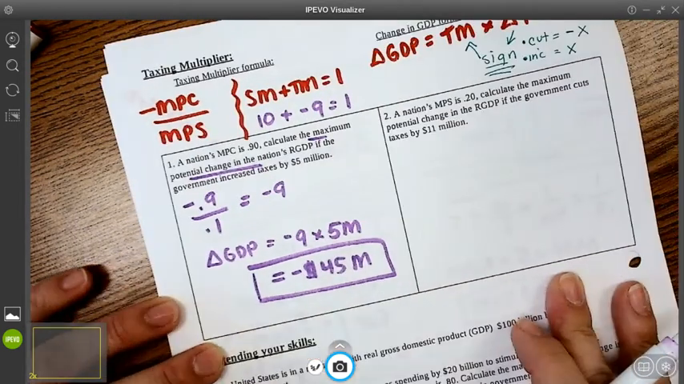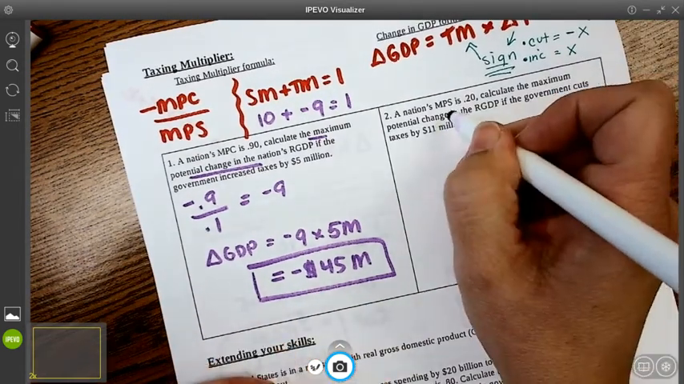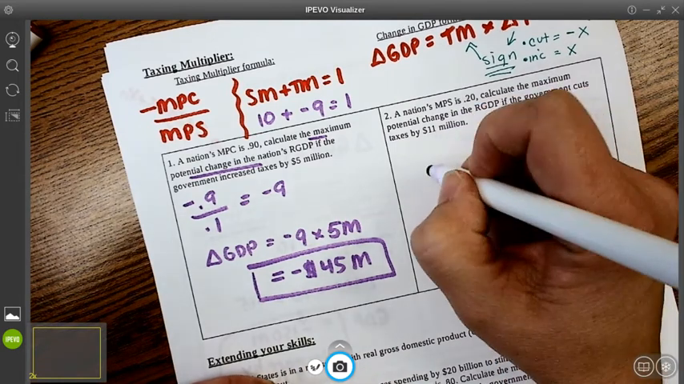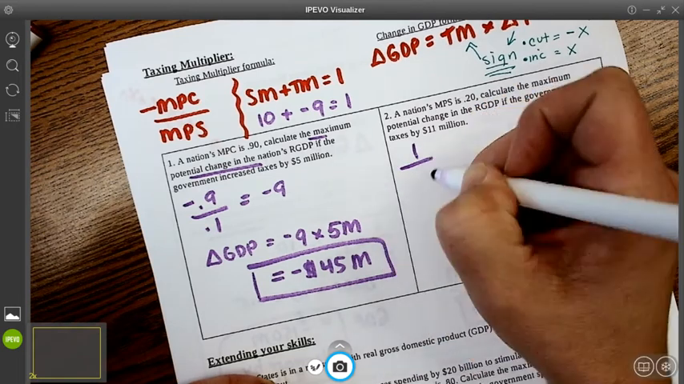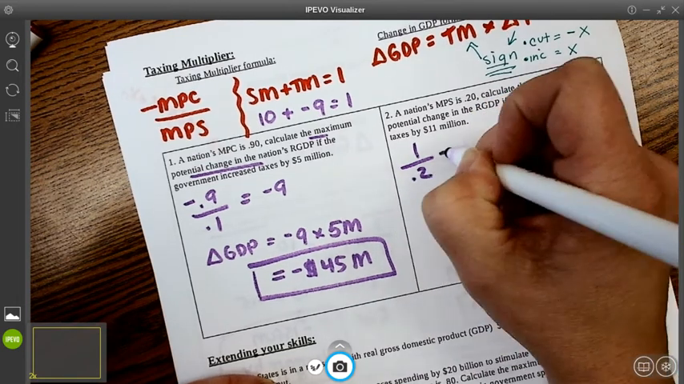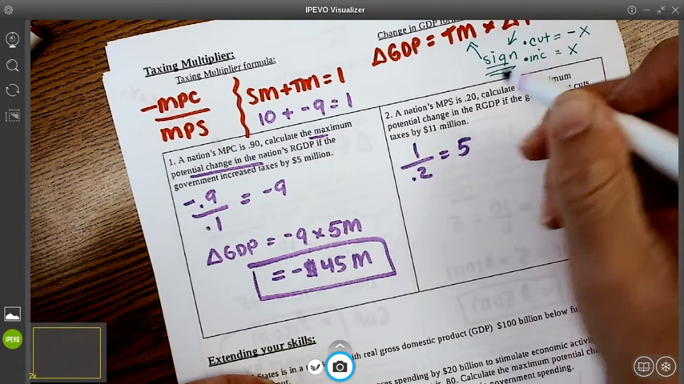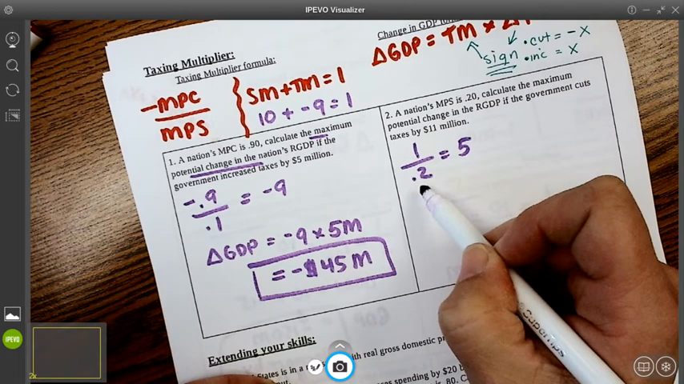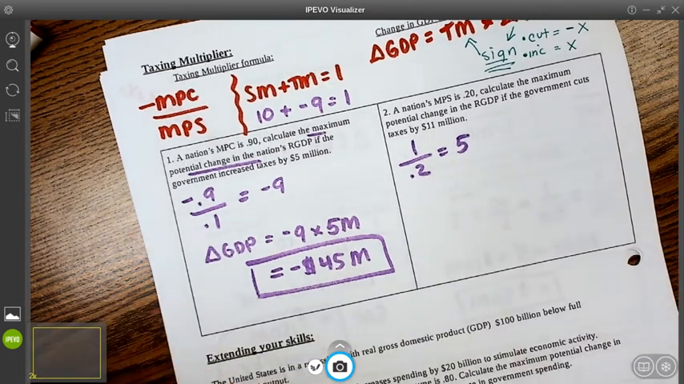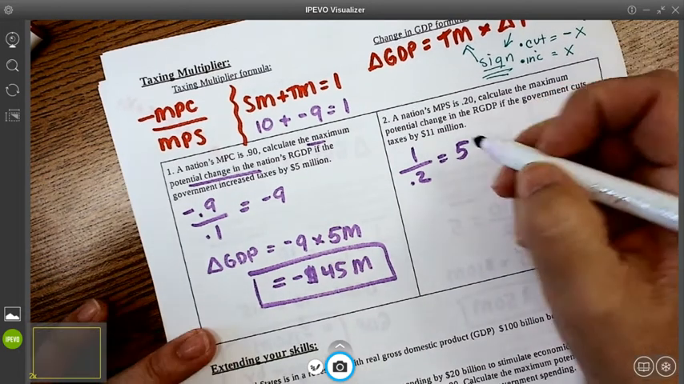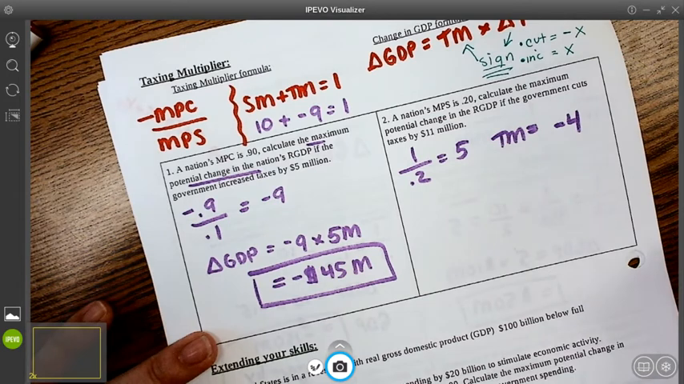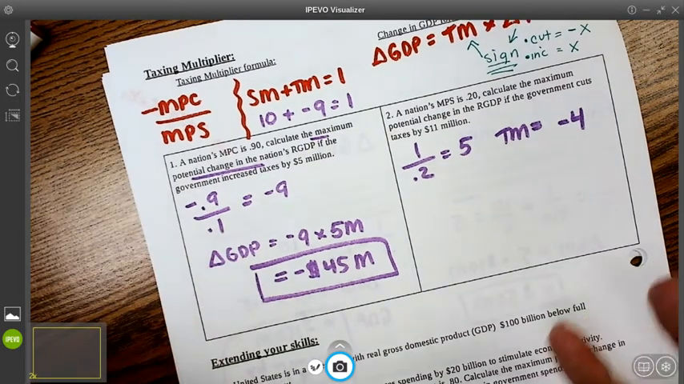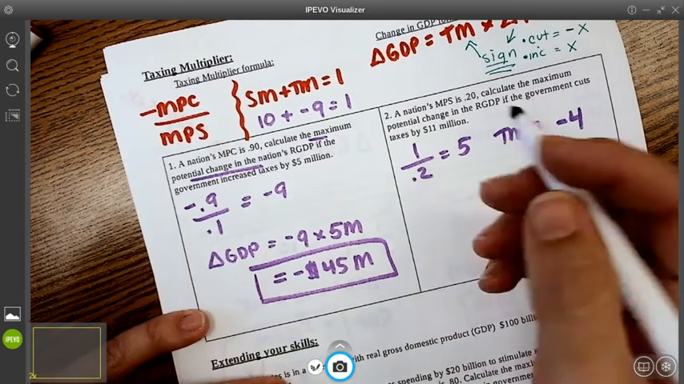If we slide over to number 2, if a nation's marginal propensity to save is 0.2, then that means the spending multiplier is going to be 5, because 1 over 0.2 is 1 over 2/10 multiplied by the reciprocal. It's 5. Therefore, the tax multiplier is going to be equal to negative 4, since they add up to 1.